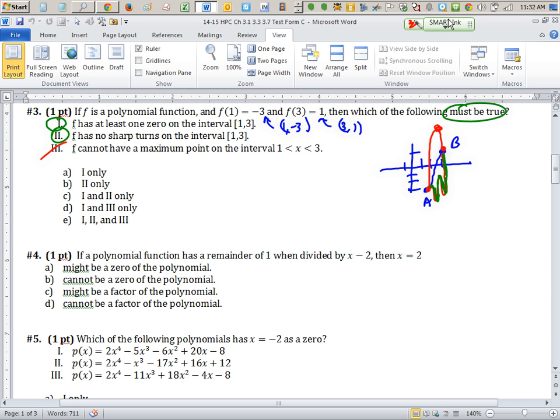What must be true is that it has 1, 0 that crosses through the x-axis, and it has to have no sharp turns, because it's a polynomial. All right, so I want to go with 1 and 2.